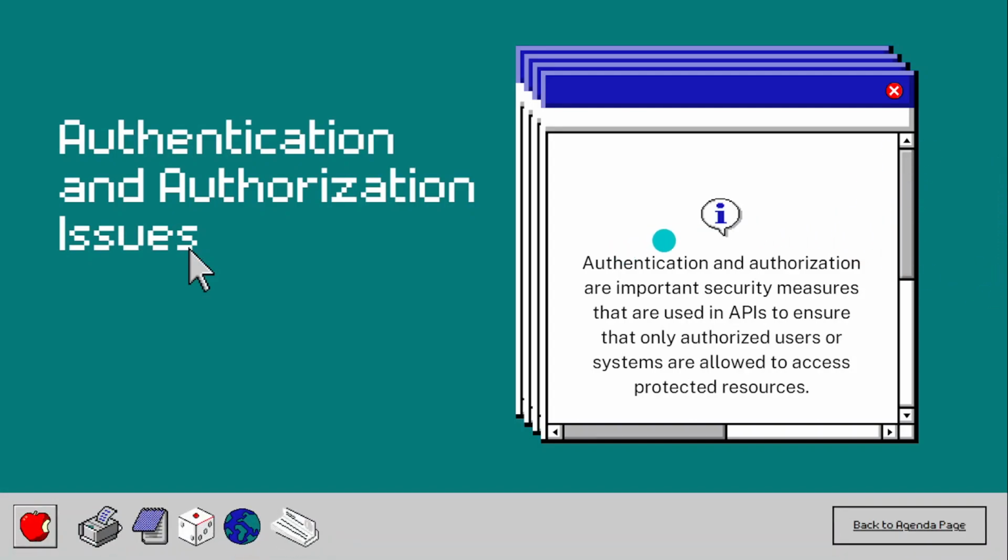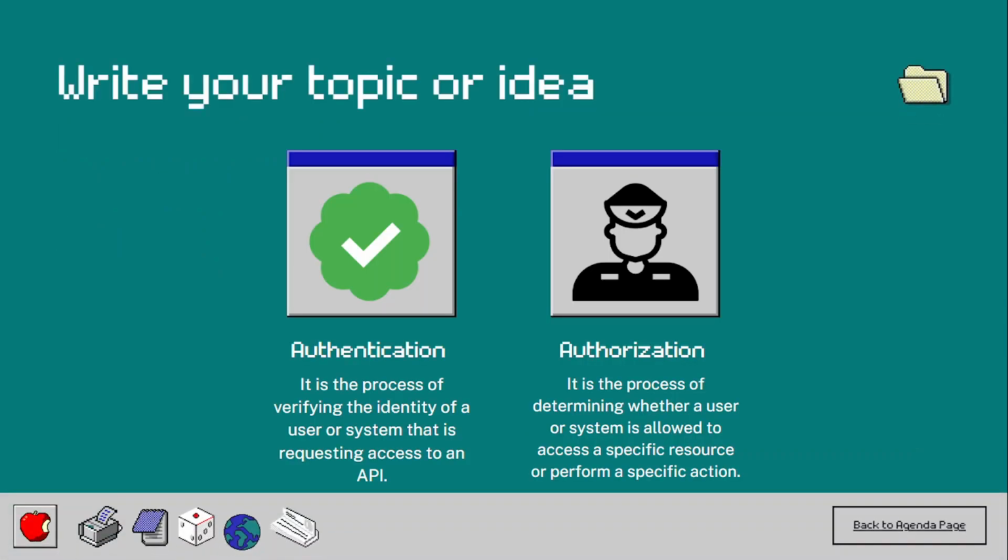So the first common API issue is called authentication and authorization issues. Authentication and authorization are important security measures used in APIs to ensure that only authorized users, developers or systems are allowed to access protected resources, like sensitive data. But first, let us talk about the differences between authentication and authorization issues.